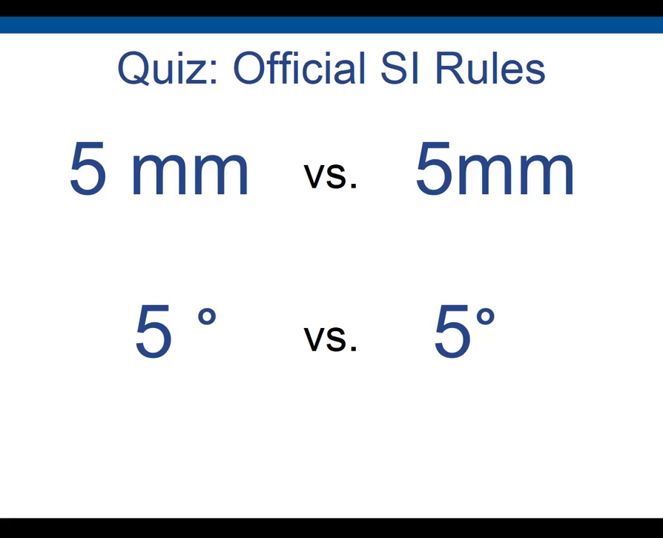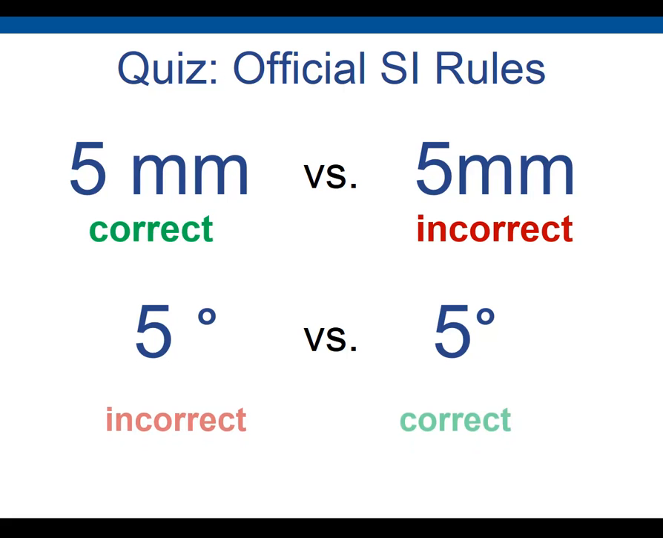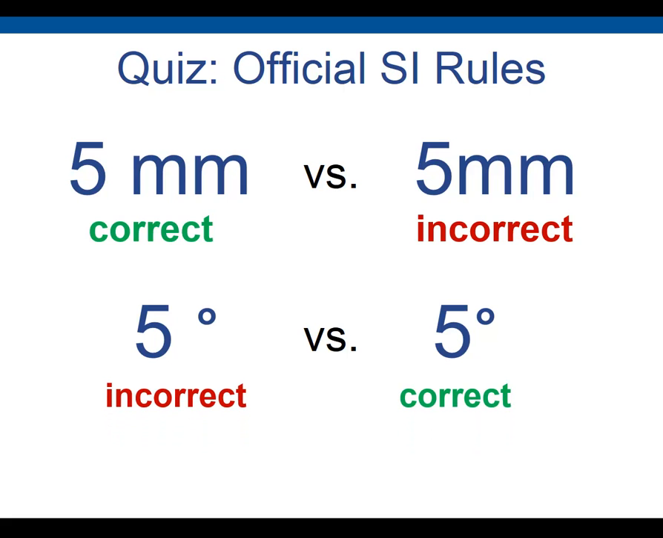Another quiz: we have 5 mm versus 5mm. There is a space, and there is no space. Which one is right? In technical writing, the left one is right. That's how we designed it. We have to put one space between the number and the unit. But how about temperature? In temperature, we don't need to put a space between the number and the degree.